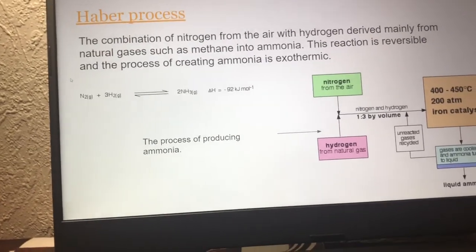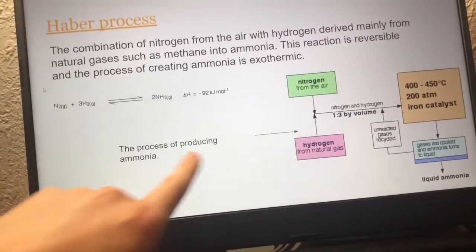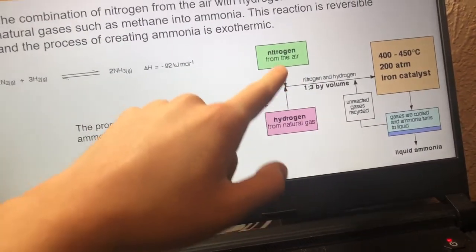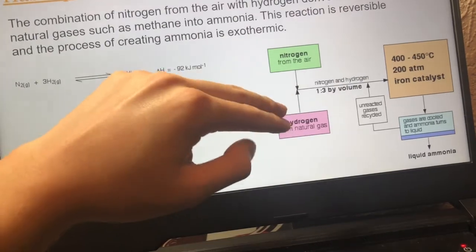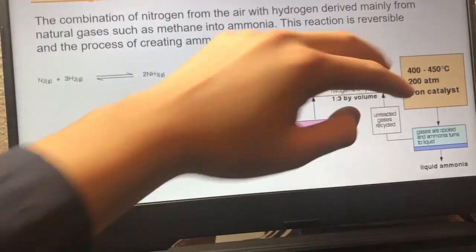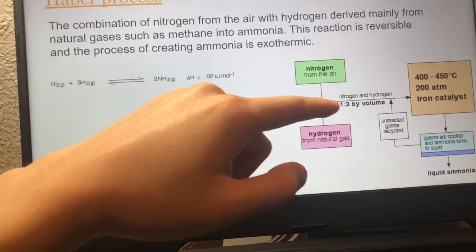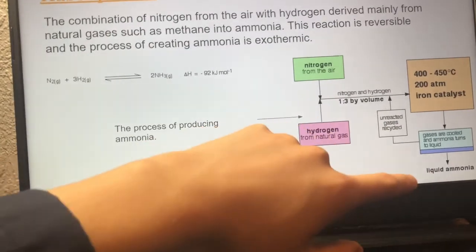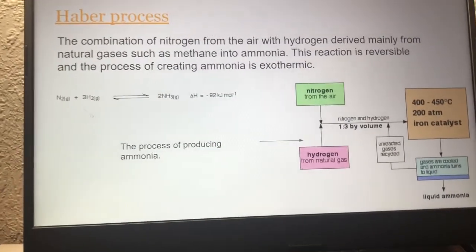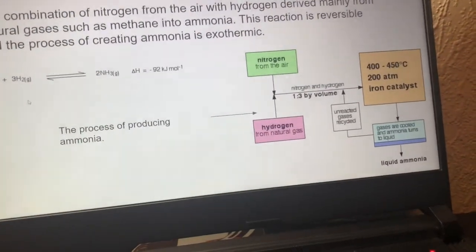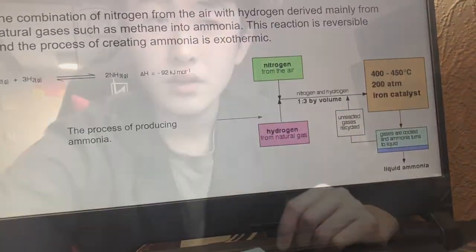And this process is exothermic because over here you can see we have the production of creating ammonia. We have nitrogen and hydrogen. They bond together and they're compressed in the iron catalyst at a certain pressure and temperature, and they release out a liquid ammonia. And the unreacted gases recycle back into the cycle of the process.